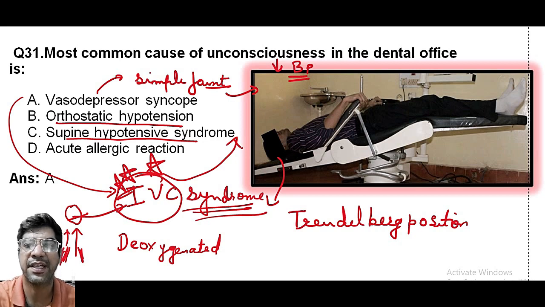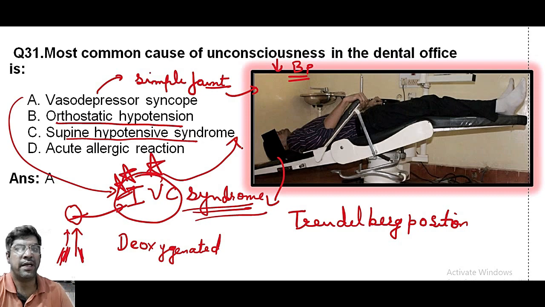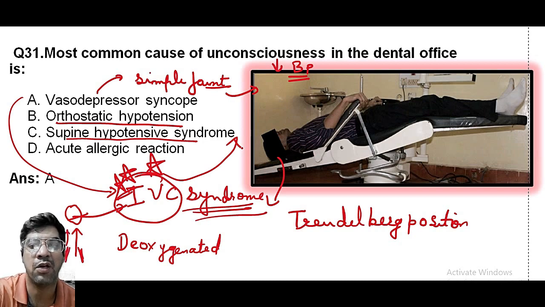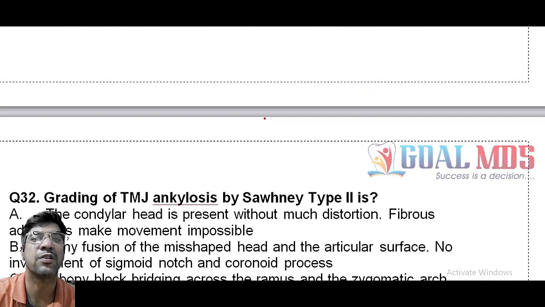Option D is acute allergic reaction. It can occur due to an anaphylactic reaction in response to medicaments or materials that are used in dental procedures. The most common cause is syncope, that is the vasodepressor syncope. It is the main cause of unconsciousness in the dental office. Let us move to our next question.